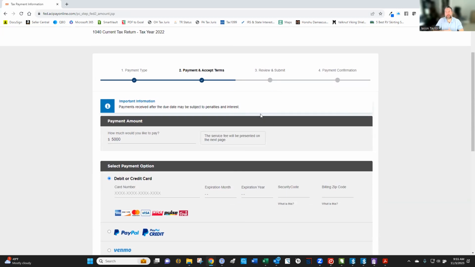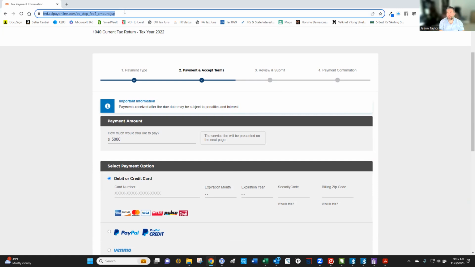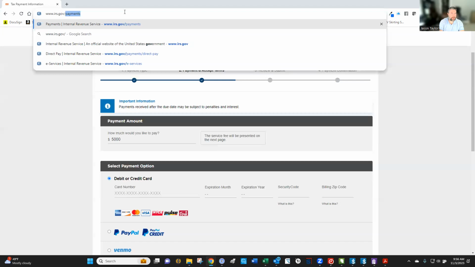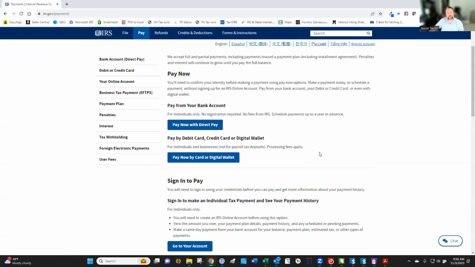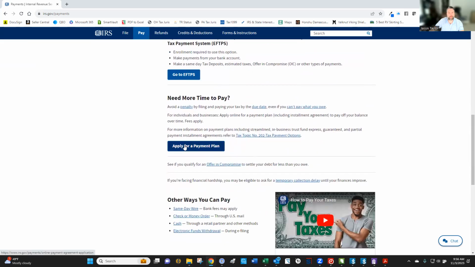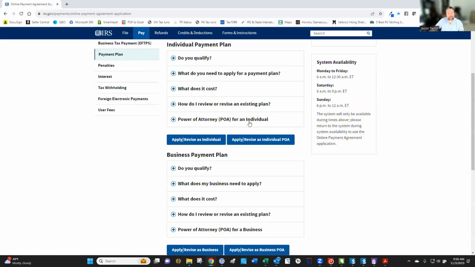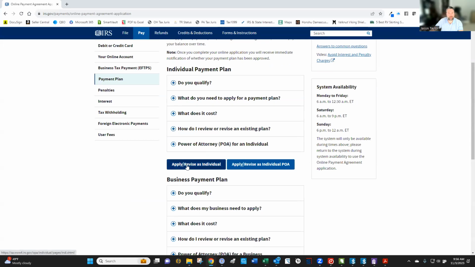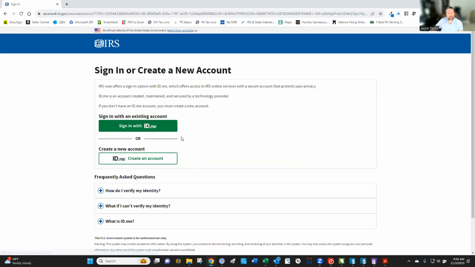Okay, so I already kind of talked about interest rates and how the IRS is one of the lowest interest rates you can find. So let's go ahead and go back to the IRS website, /payments. So this is where if you wanted to do an actual payment plan, you're going to scroll down here and you're going to apply for a payment plan. So you click on this, and then it's going to give you some information, apply, revise as an individual. And then you're going to sign in with your government ID.me account.